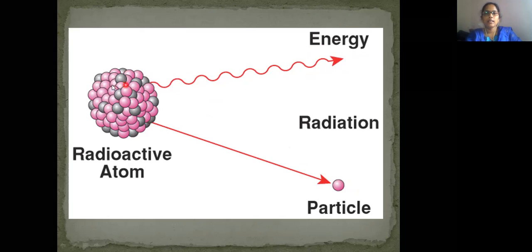This energy is nothing but radiations. This happens in case of radioactive atoms. In case of isotopes, we have two types: radioactive isotopes, which are unstable, and stable isotopes. Radioactive isotopes are unstable isotopes, so in order to become stable, they emit radiations in the form of alpha, beta, gamma and X-rays.